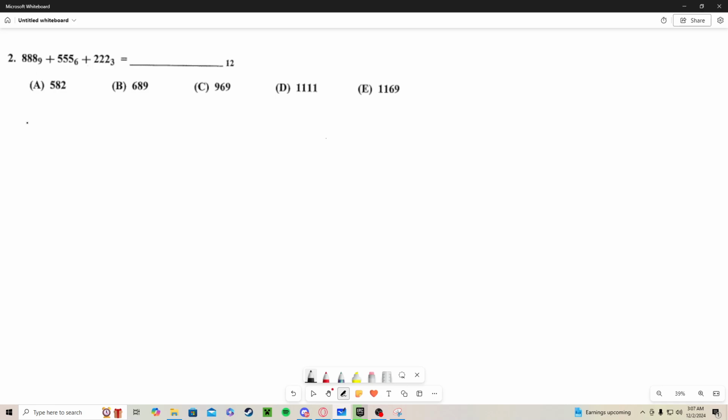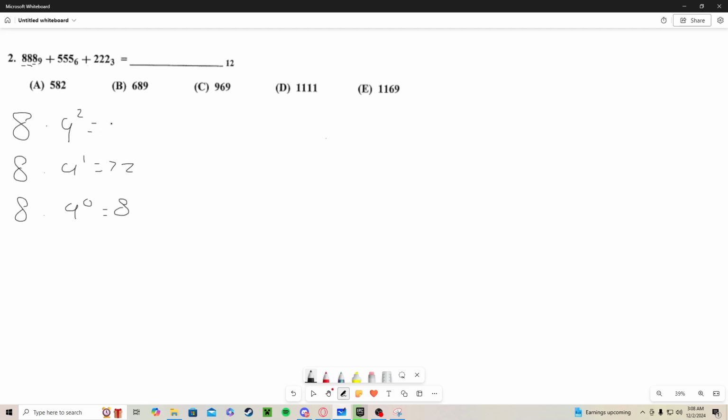So let's take the 888 for example. You take 3 8s and multiply each of them by 9 to the power of something, depending on which digit it's in. So the 8 in the ones place would be 9 to the power of 0. The 8 in the tens place would be 9 to the power of 1. And the 8 in the hundreds place would be 9 to the power of 2. And then here we get 8, 72.